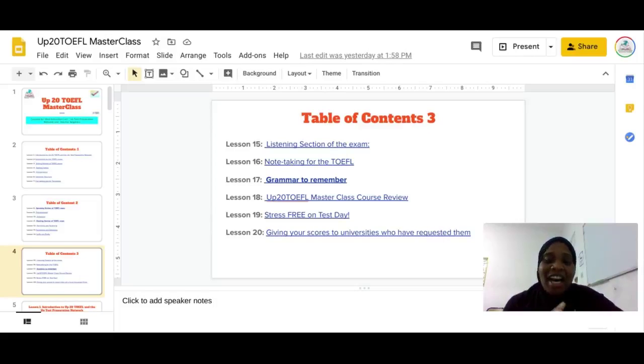Let's move on, and we're going to talk about lesson 15, which is now the listening section of the exam. And the listening section of the exam is really interesting because it has so many parts. So we cover all those parts, all the skills you would need in order to pass it. And then lesson 16, we cover note-taking.